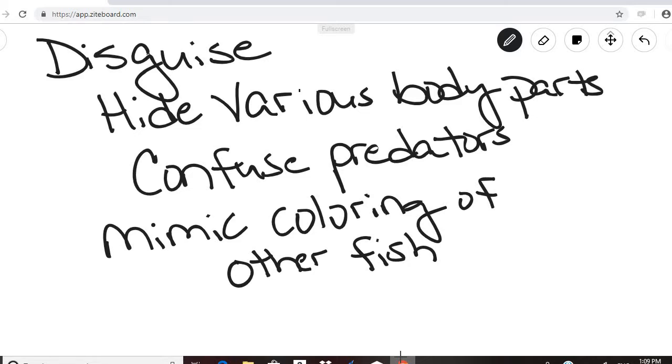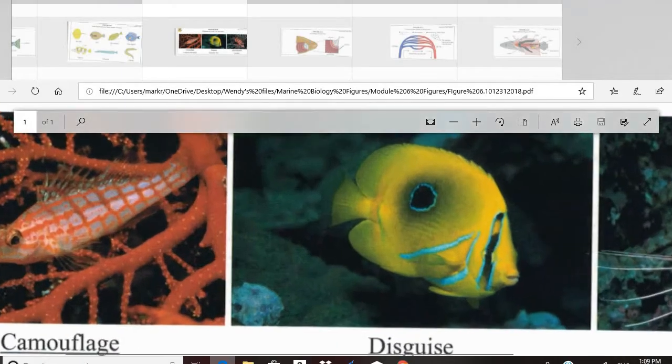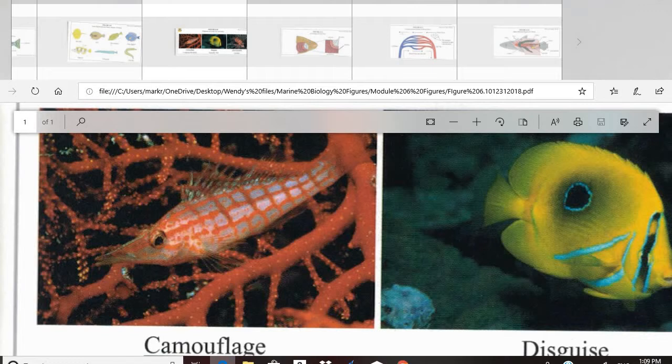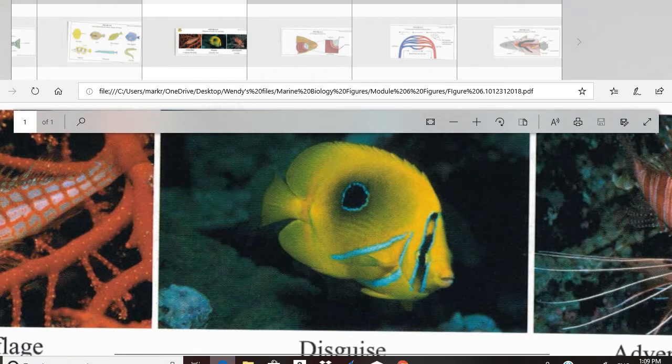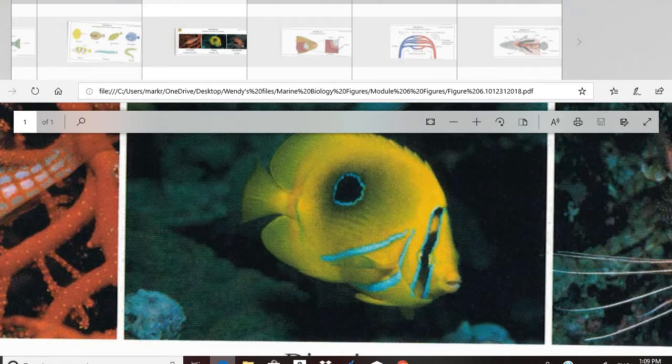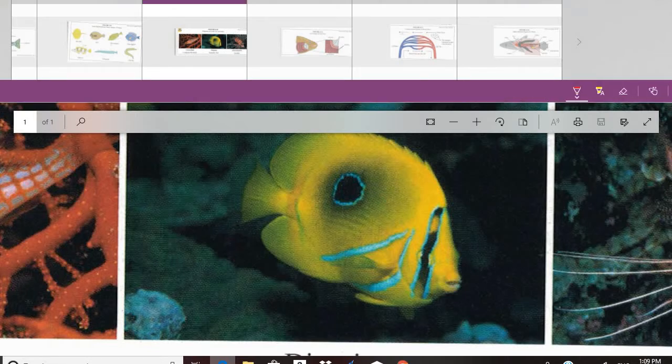So for disguise, let's look at a picture so we can see these first two. Okay, so the first one over here is camouflage. And you can see how the bright red colors will blend in with the surroundings. But then this fish has a disguise because you can see this band of color around the fish's eye. But then they have a spot here that is made to look like an eye. So their actual eye is disguised by this band of color, and then they actually have a fake eye. So all of that is just designed to confuse their predators.